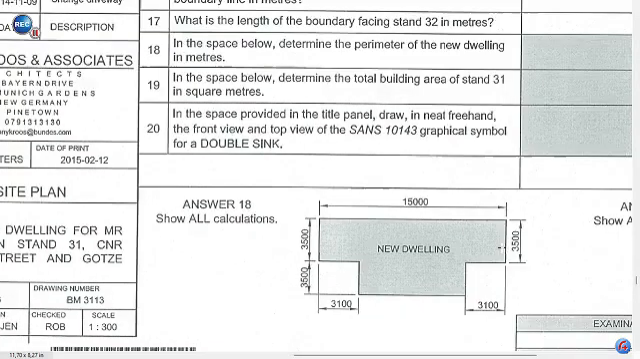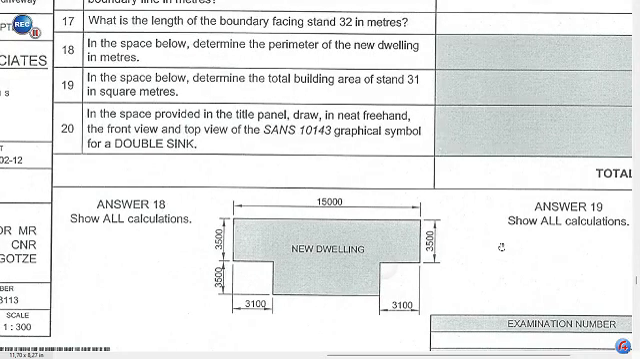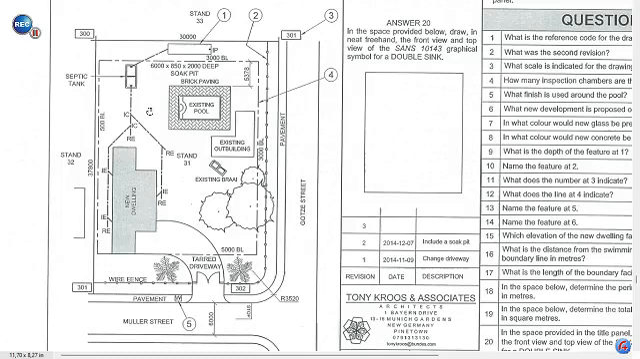Number 19, in the space below, which has been allocated for number 19, determine the total building area of stand 31 in square meters. So you need to go to your stand, and that's your entire stand that you will see here, and only the building area which you will find in that space over there. So what you need to look at would be the boundary length. So that is 30 meters in width over here, and that is 37.8 meters from that point to that point over there. So we have to take this distance into consideration here and subtract that distance here, which is 3 meters, and this distance that you will see here, which is 5 meters.